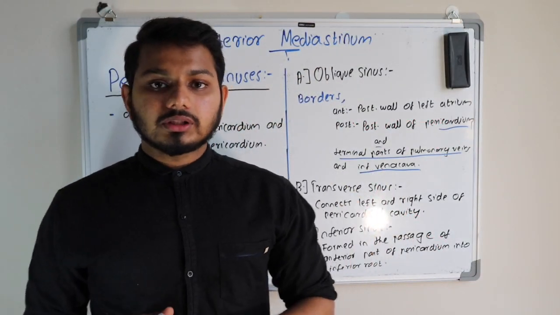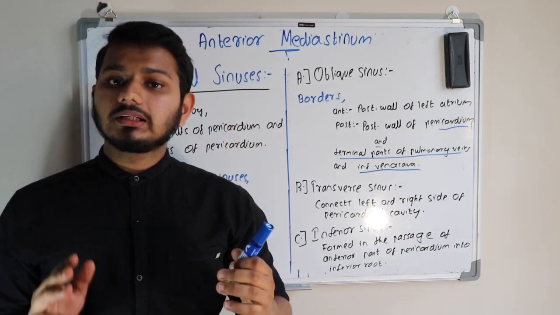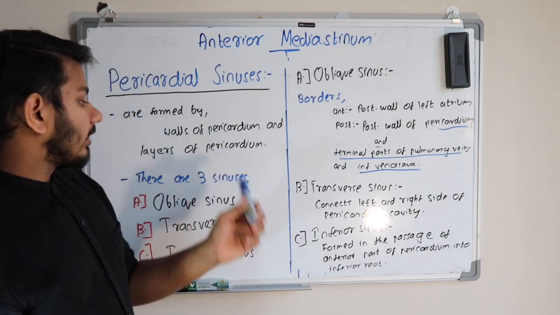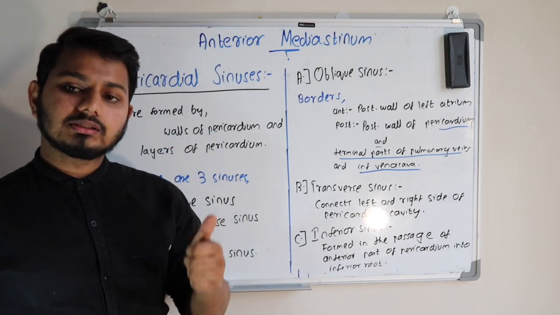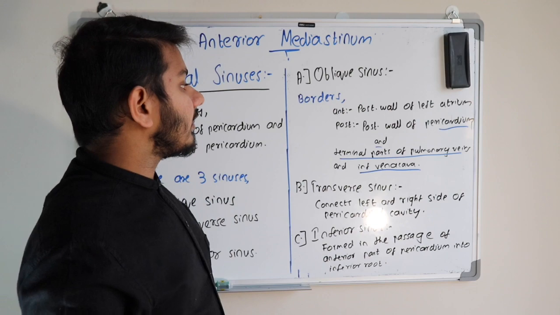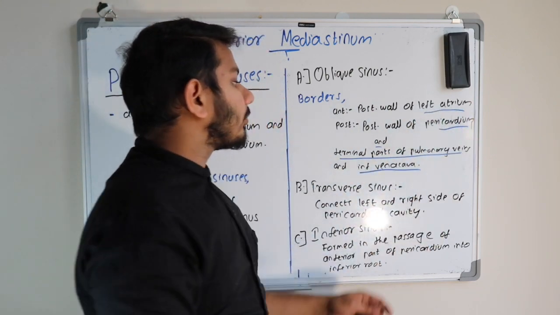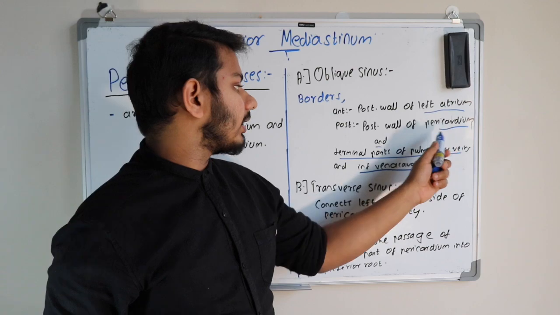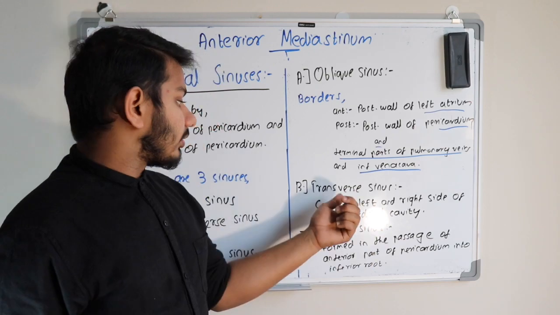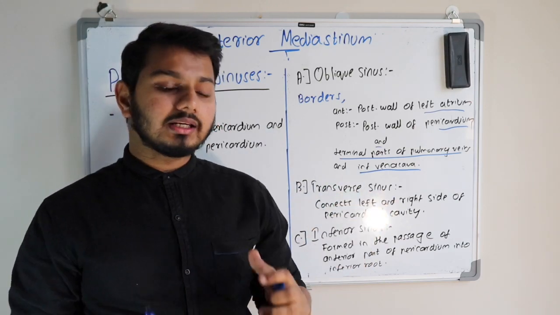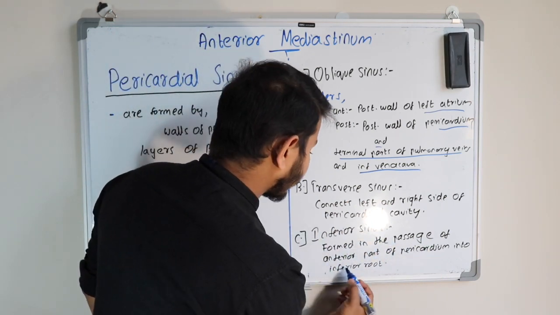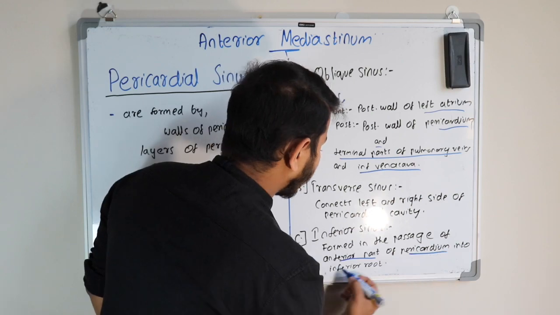So guys, next we are going to study the pericardial sinuses. Pericardial sinuses are formed by the walls and layers of the pericardium, and there are three sinuses: oblique sinus, transverse sinus and inferior sinus. For the oblique sinus, anteriorly we have the posterior wall of the left atrium, and posteriorly we have the wall of the pericardium and terminal parts of the pulmonary veins and inferior vena cava. The transverse sinus connects the right and left sides of the pericardial cavity, and the inferior sinus is formed in the passage of the anterior part of the pericardium into the inferior loop.